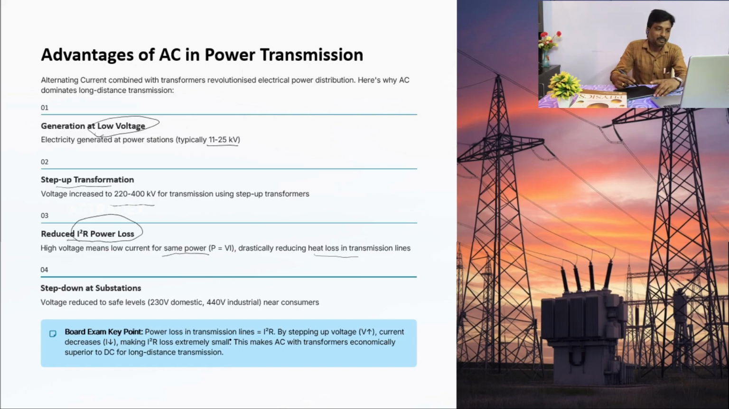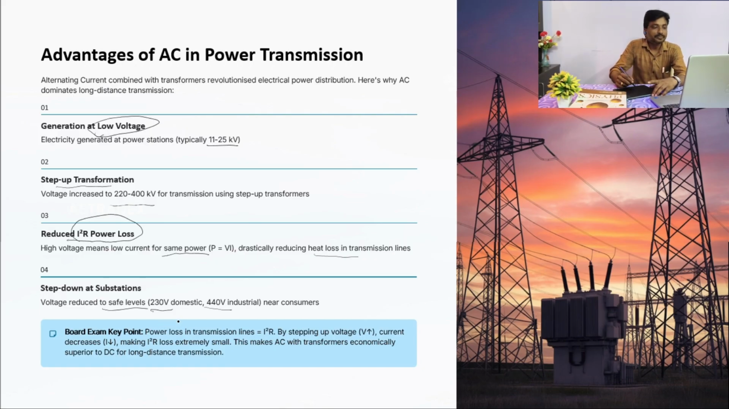Then, step down at the substation. While we are receiving the power from the generation station at the substation, by using the step down transformer, we can reduce the voltage to a safe level, that is typically 230 volts for domestic purpose and 440 volts for industrial purpose near the consumers. And that's all. Board exam point of view given.